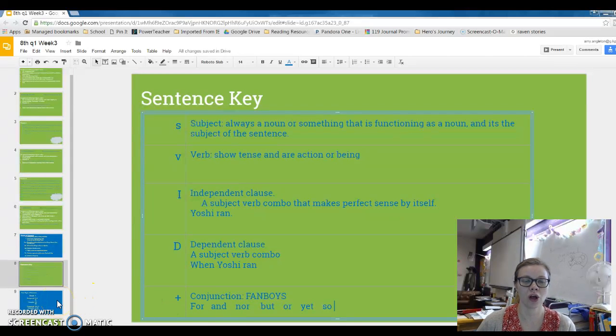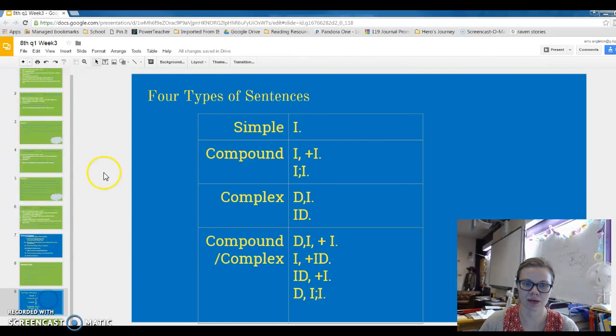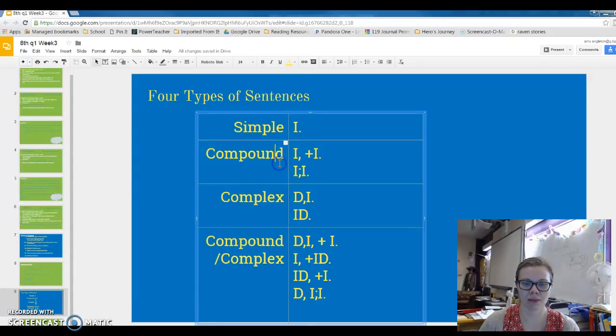So, now that we know what these keys mean for sentences, the next page will make much more sense. The next page is our 4 types of sentences. Sentence 1 is a simple sentence. Sentence 2 is compound. Then we have complex, then compound complex. Make sure you write those 4 things on the left-hand side of your notes. On the right-hand side, you should copy down these symbols exactly as they are written.